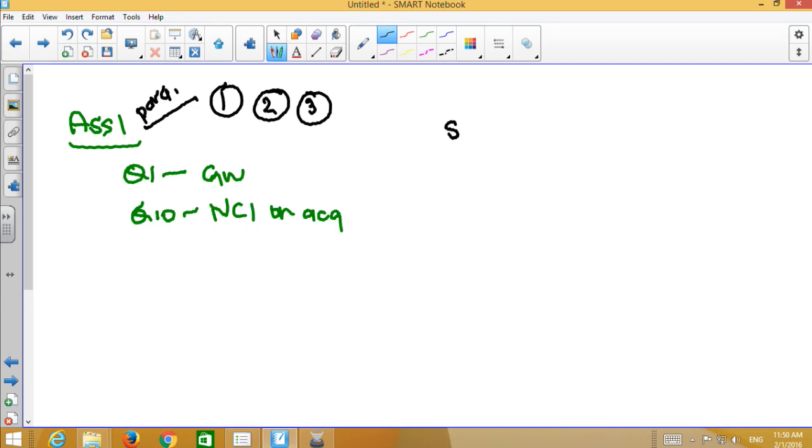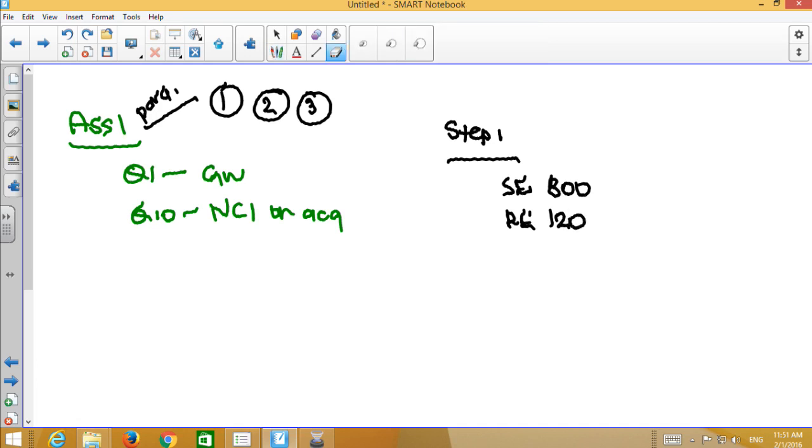Step 1, assets and liabilities acquired. Share capital? 800. Retained earnings? No. Remember, we have to take retained earnings at acquisition date, which was given there in that paragraph. 120. Okay, retained earnings 120. We have to take everything at acquisition date.